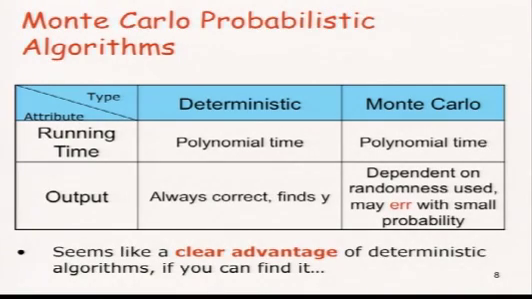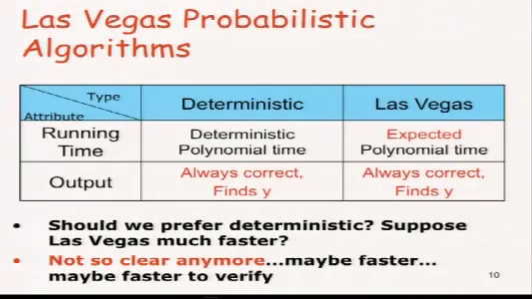And then we go to the next variety, the Las Vegas probabilistic algorithm, and that gives us a slightly different guarantee. Here the running time of a deterministic algorithm is always going to be polynomial time. For Las Vegas, there's some small chance it's going to run longer, but I don't really care because it's never going to happen. However, the good part is that in terms of output, the deterministic algorithm doesn't toss coins, finds y and is always correct, but that's also true about the Las Vegas algorithm. Even though it's tossing coins as it's computing, at the end it will find y and it will be a correct y. So it's guaranteed.